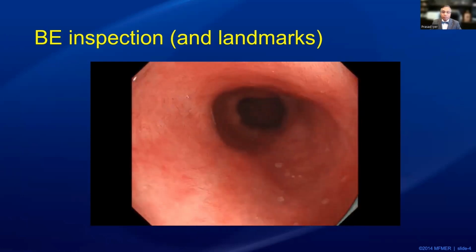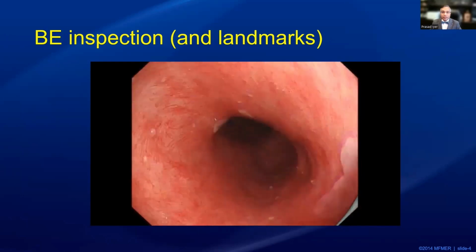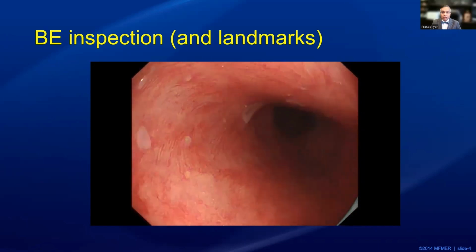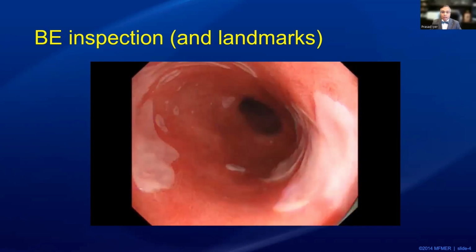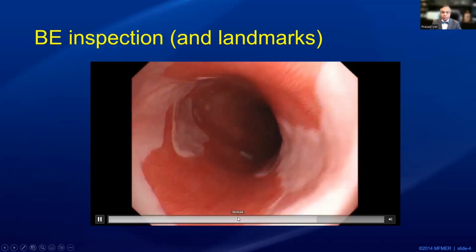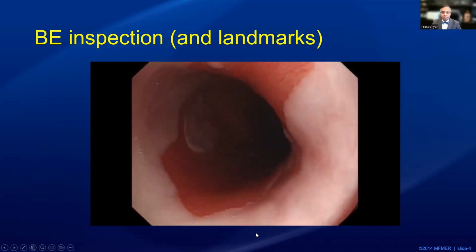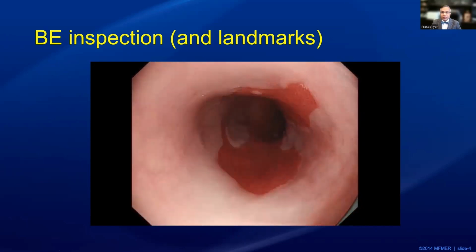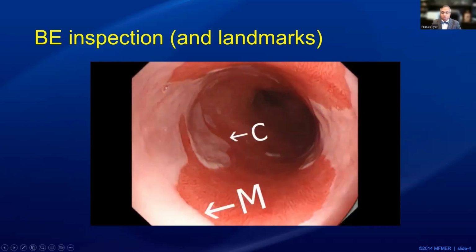It is free of mucus, debris, saliva, performing a careful evaluation as we move proximally under high definition white light imaging. And then we establish the top of the Barrett segment, both in terms of a circumferential extent and the maximal extent. So this is something that all of us should be following and allows us to speak in the same language.